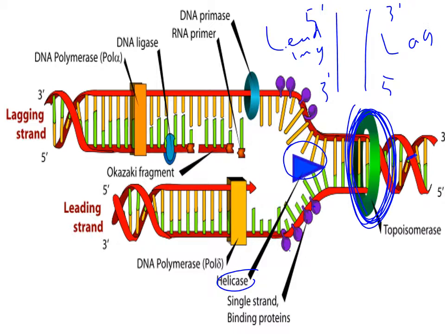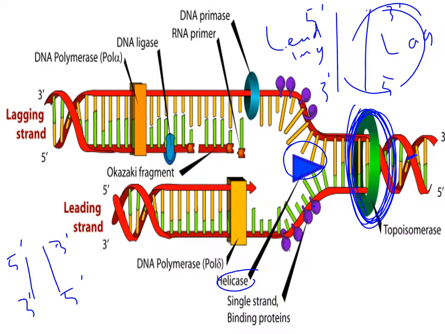So topoisomerase comes through and uncoils, helicase comes through and opens up the hydrogen bonds. Make a guess: which strand do you think will copy quickly first? If you say the leading strand, ta-da! The leading strand will copy quicker because it starts out in a 3' to 5' direction. So the new strand, the complementary strand, needs to run from a 5' direction to a 3' direction, which is what we saw up here.